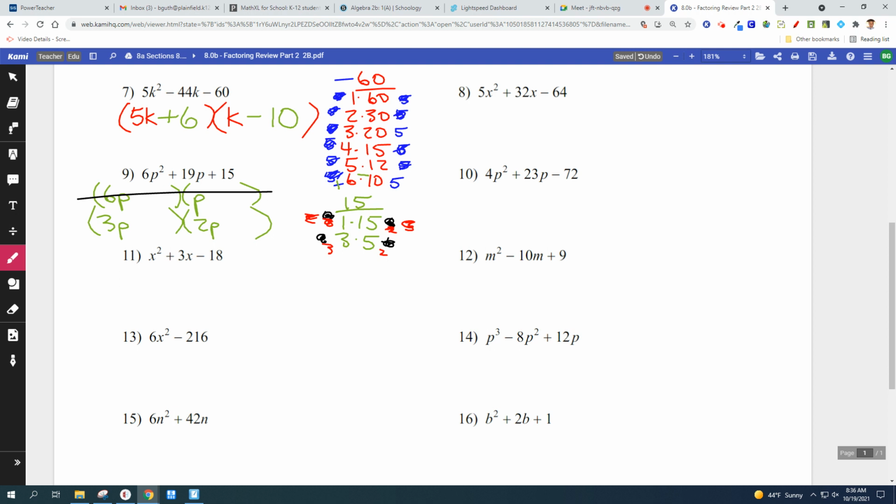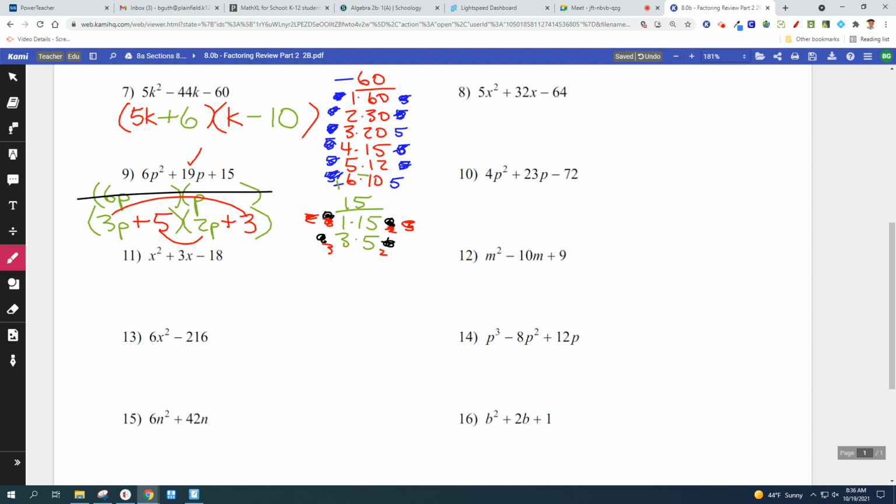So put the 3 over here in the position that's getting multiplied by 3, and put the 5 over here in the position that's getting multiplied by 2. My check is this. That's 9p plus 10p is 19p. That's all I do as a check. I do it really quickly with my fingers. It's 9p, 10p, that's 19p. Done. Number 11.